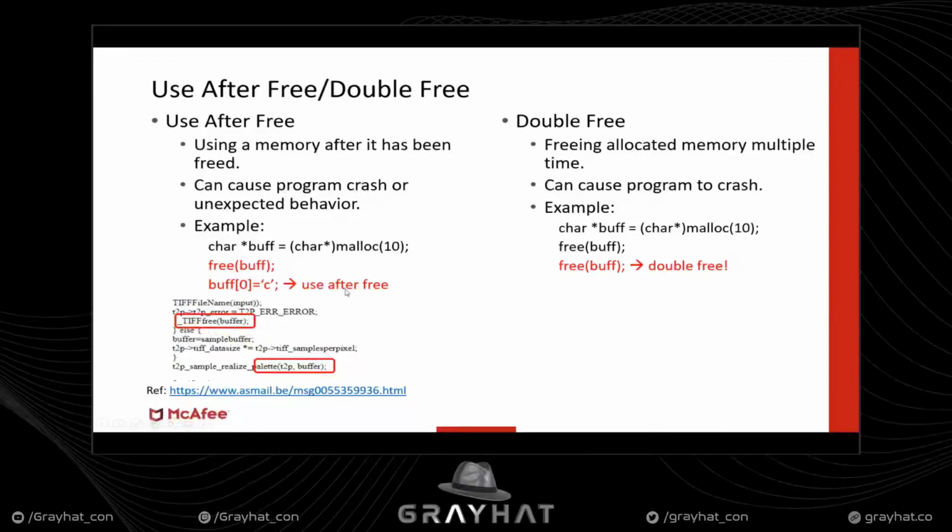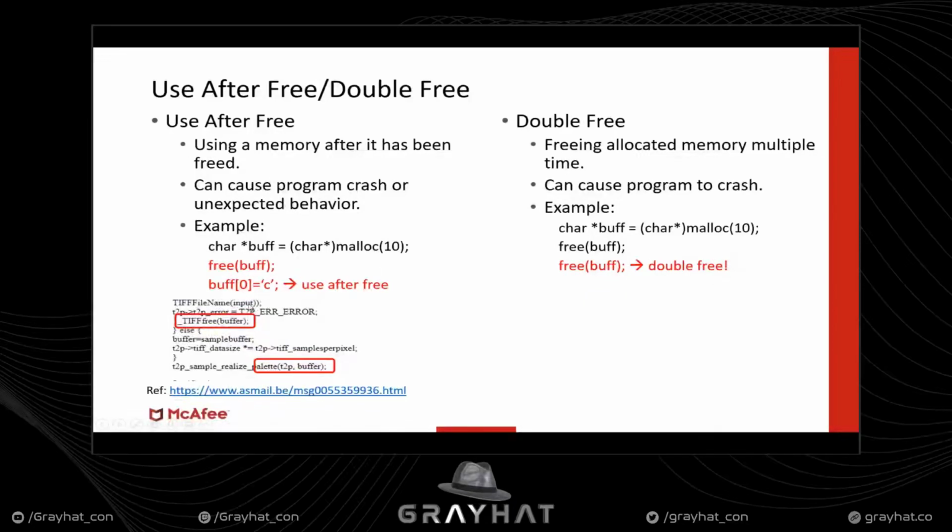use after free vulnerability. A double free vulnerability occurs when a program tries to free allocated memory multiple times, and that can cause the program to crash. For example, as you can see, there is memory which is getting allocated using a malloc call, and after that the memory has been freed. But when the program again tries to free that memory, then that will be a double free vulnerability in the program, because the memory has already been freed, so it cannot free it again.